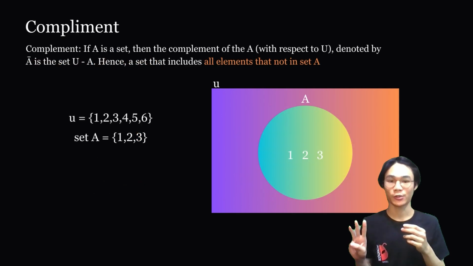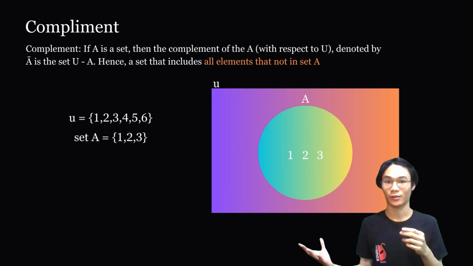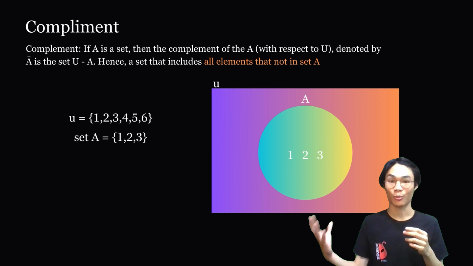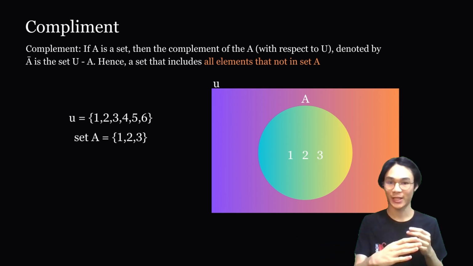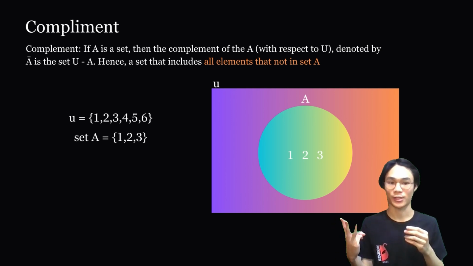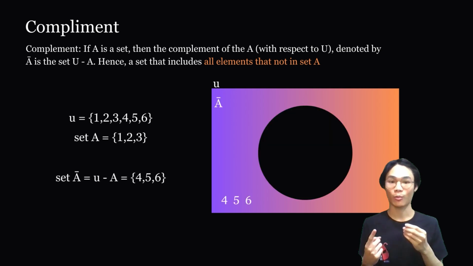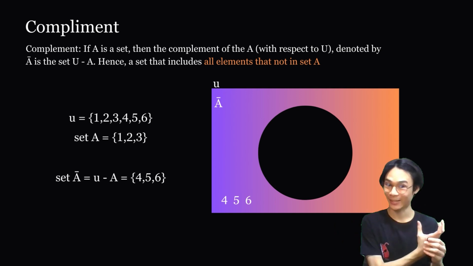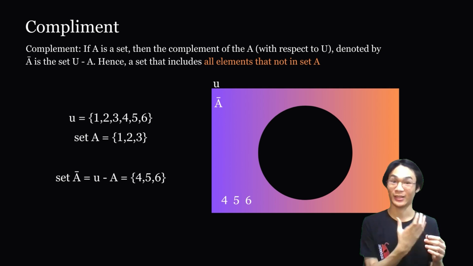For the third operation, we have complement. Complement, sometimes we call it inverse. Basically, the complement of A means you include anything that is not in set A. And let's look at the example. We have a universe that is 1 to 6 and set A that is 1, 2, and 3. In this case, A complement is denoted by the symbol A bar. The result is going to be 4, 5, and 6, which is anything that is not in set A and is in the universe.